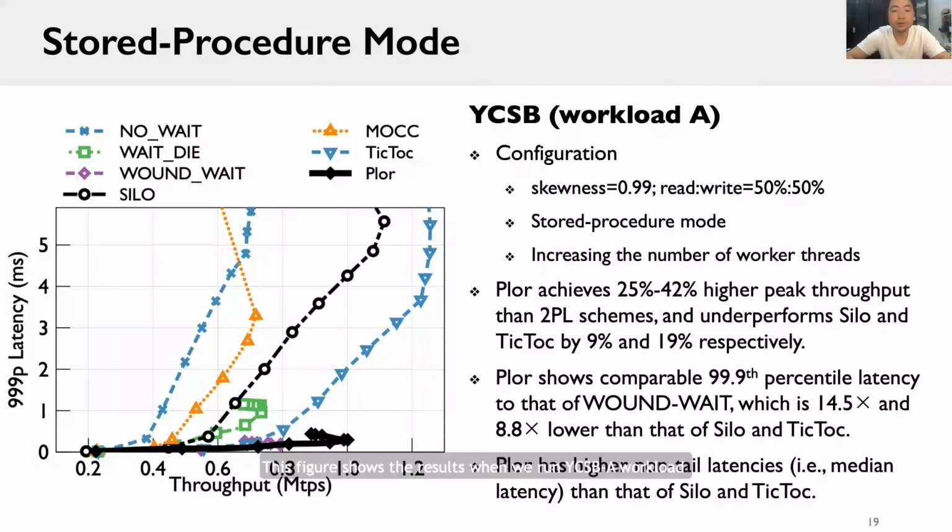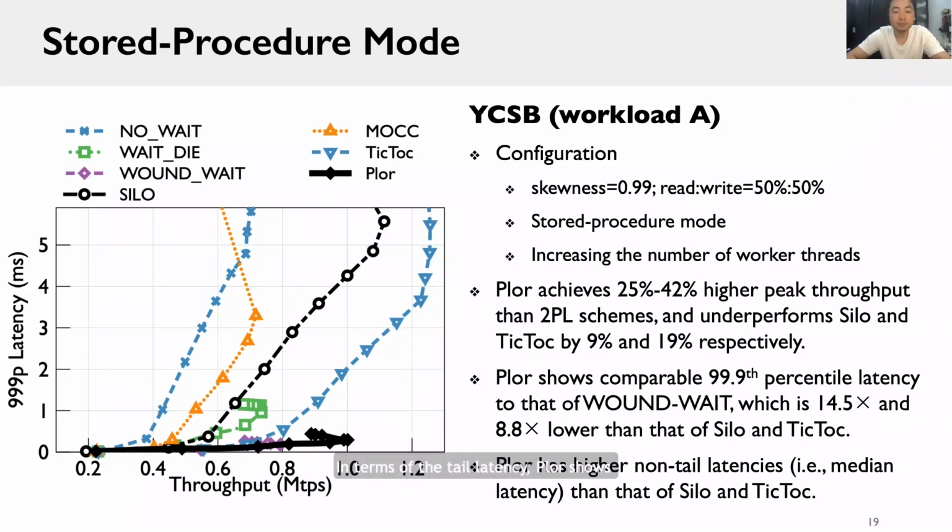This figure shows the result when we run the YCSB-A workload in stored procedure mode. The skewness parameter is set to 0.99 with a read-write ratio of 50%. We increase the number of worker threads and measure both throughput and tail latencies. We can observe from the figure that Plor achieves 25 to 42% higher peak throughput than that of 2PL, and underperforms Silo and TicToc by 9% and 19% respectively.